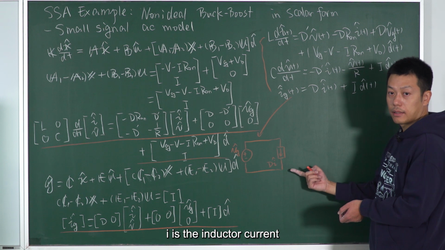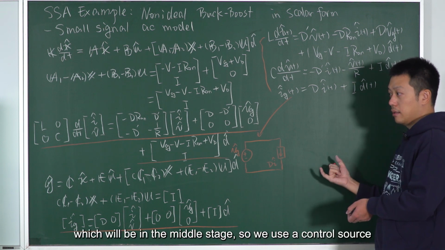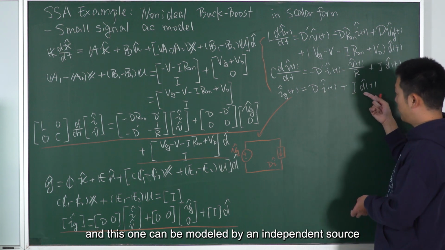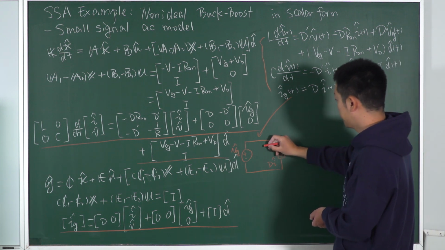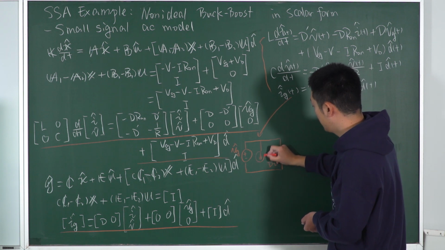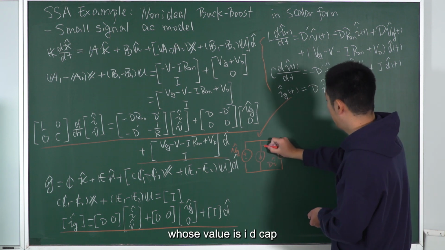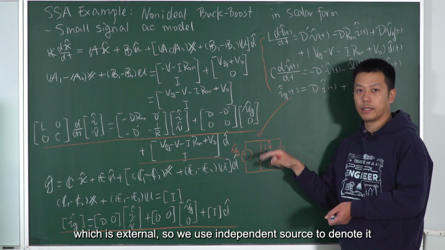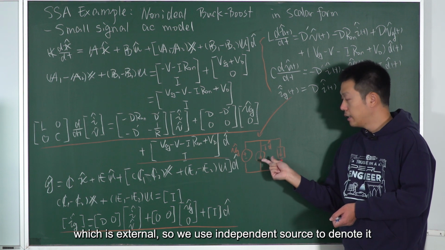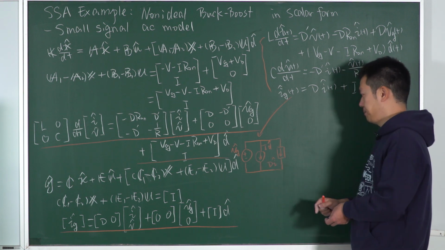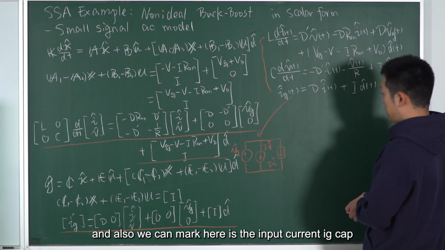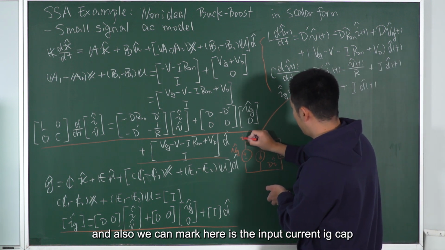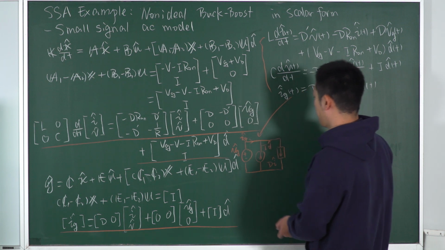I is the inductor current, which will be in the middle stage, right? So we use a control source. And this one can be modeled by an independent source whose value is I D cap. D is the controlling signal, which is external, so we use an independent source to denote it. And also we can mark here is the input current, I_G cap.